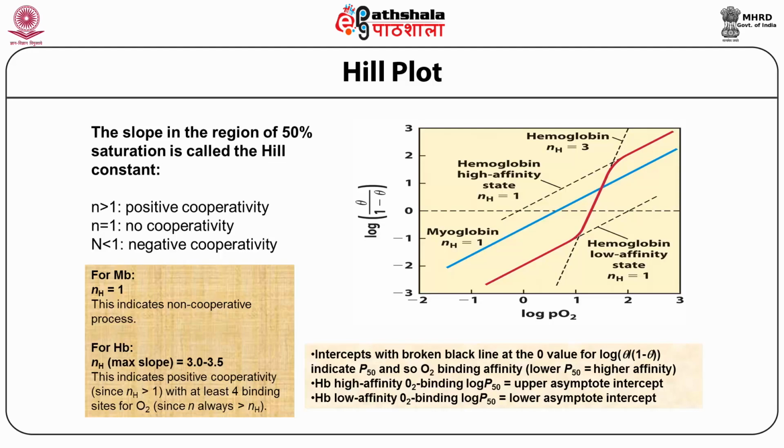The intercept with the broken black line at zero value for log theta minus theta 1 indicates the partial pressure of the P50, and so the oxygen binding affinity is lower P50, higher affinity. Hemoglobin with high affinity oxygen binding has log P50 equal to the upper asymptote of the intercept. However, hemoglobin with low affinity oxygen binding has log P50 at the lower asymptotic intercept.